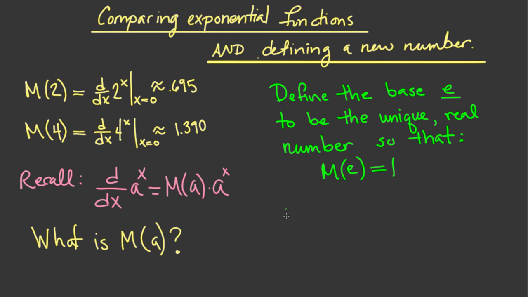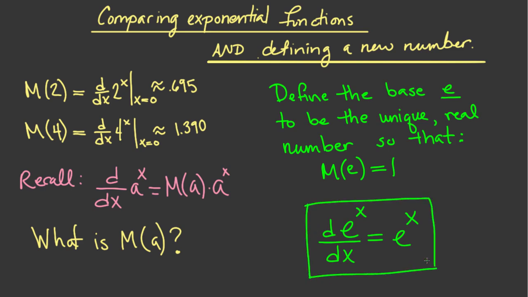So why am I defining this number e? Well, let's think about the function e to the x. What is the derivative of this function? Well, our formula from before tells us that this is equal to m of e times e to the x. But wait a second, m of e is equal to 1, so the derivative of e to the x is e to the x. I'm going to put a big box around this because this is a big important formula in this class. It seems really easy, but this is really powerful, and it's going to get us pretty far.